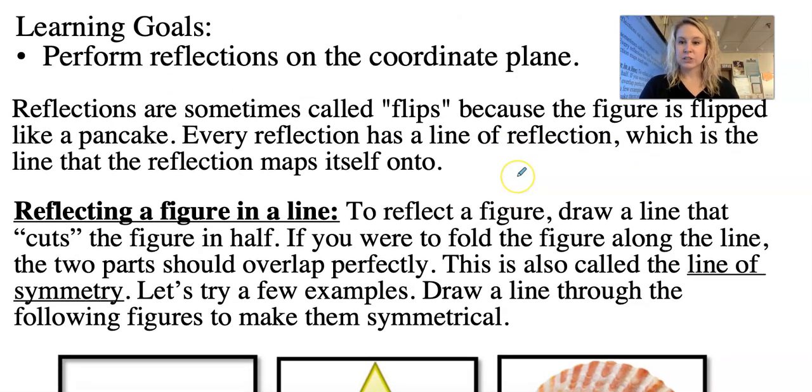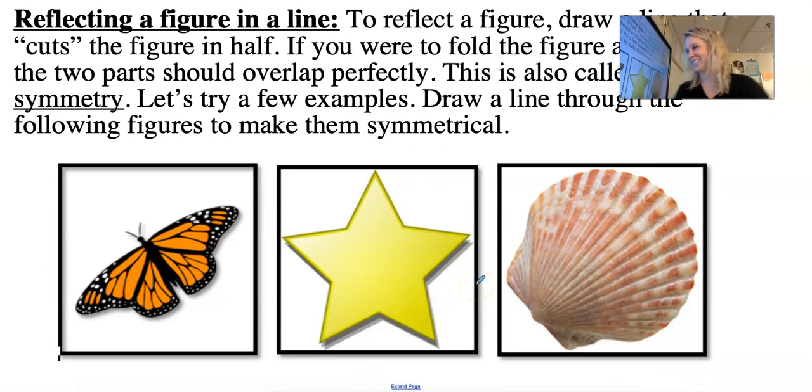To reflect a figure, you're going to draw a line that cuts the figure in half. If you were to fold the figure along the line into two parts, it should overlap perfectly. This is called the line of symmetry. It can also be called the line of reflection. In a butterfly, you've got one line of reflection cut down the middle.